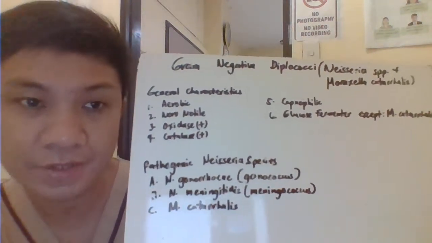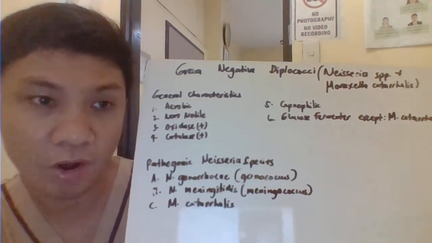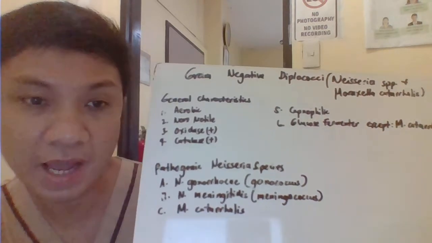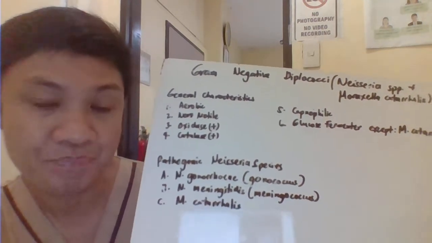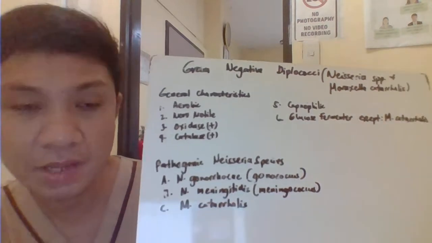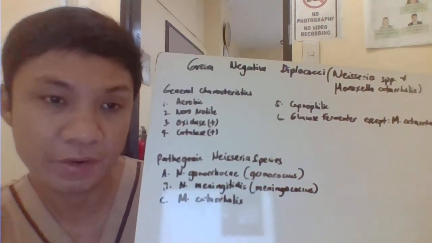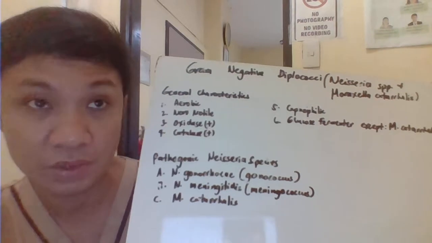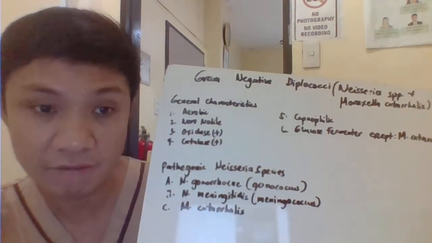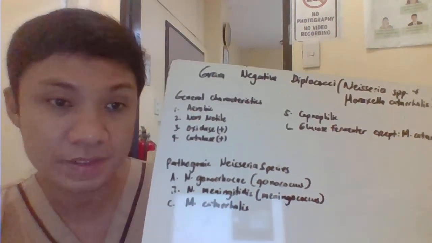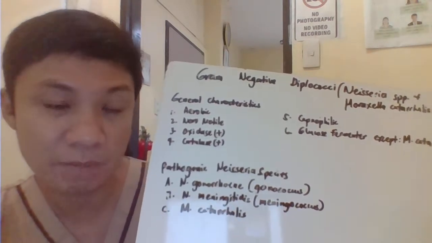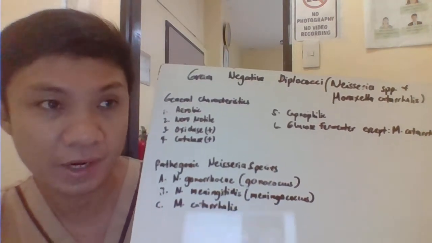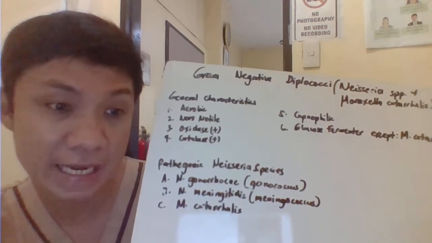Okay, we're going to discuss all about the gram-negative diplococci. So we have here the species of Neisseria, and we also have Moraxella. Generally, these are the general characteristics of gram-negative diplococci. From the words gram-negative and diplococci, they are cocci, most likely in pairs, diplococci, or rather they are more of the cocobacilli.